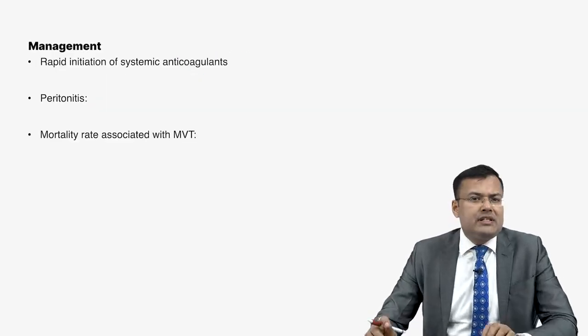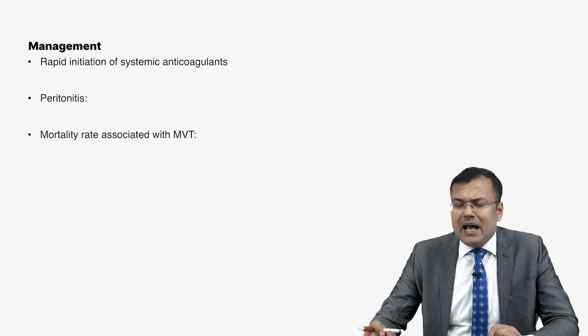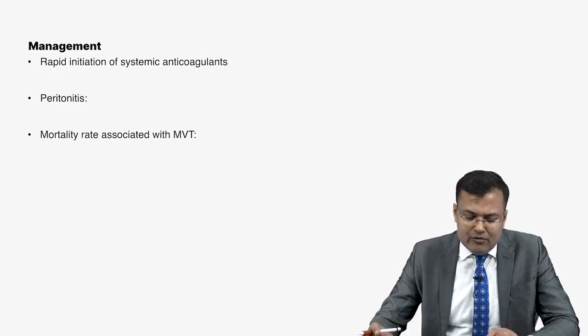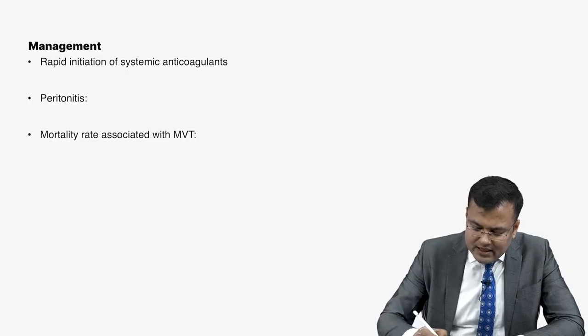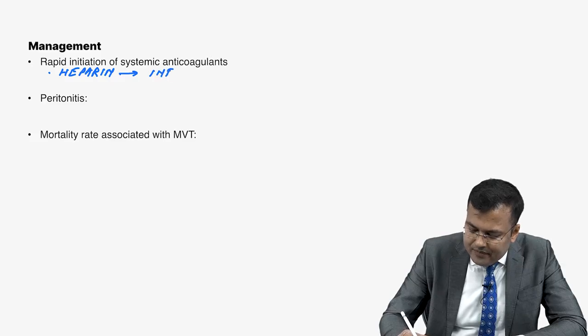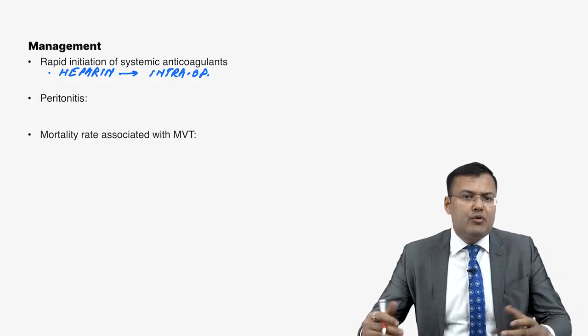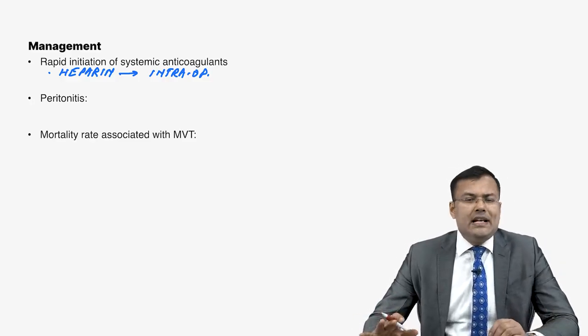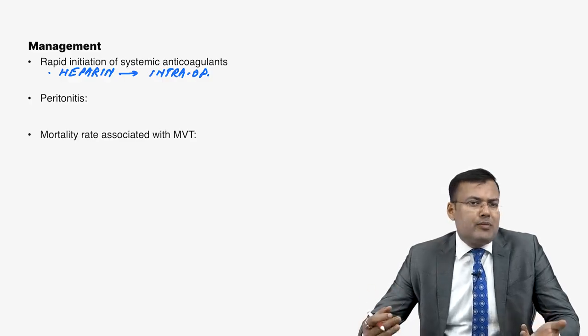Here, the most important step after resuscitation is rapid initiation of systemic anticoagulants. So heparin is started intraoperatively. Why? Because we want to stop the propagation of the thrombus. Second, should anticoagulation be continued in the postoperative period or not?